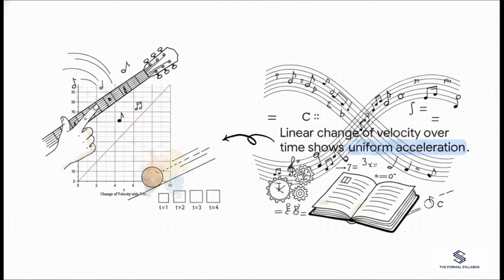This linear change of velocity over time is the very definition of uniformly accelerated motion. Think of a car smoothly speeding up on a highway, gaining the exact same amount of speed every single second. That is uniformly accelerated motion in a nutshell. It's this elegant, perfect mathematical relationship that was quite literally birthed from musical beats.